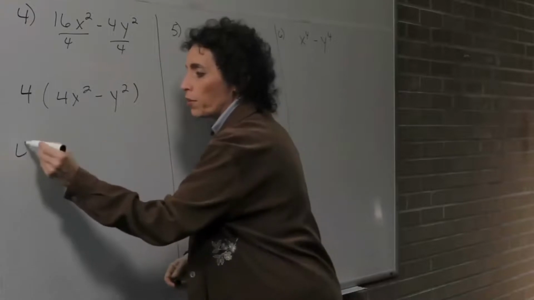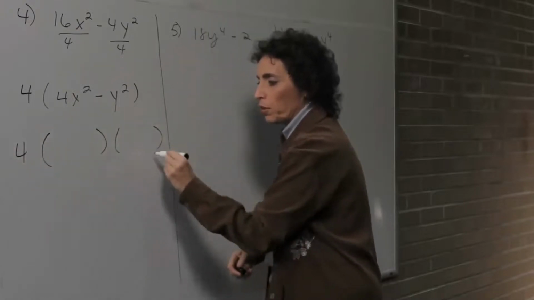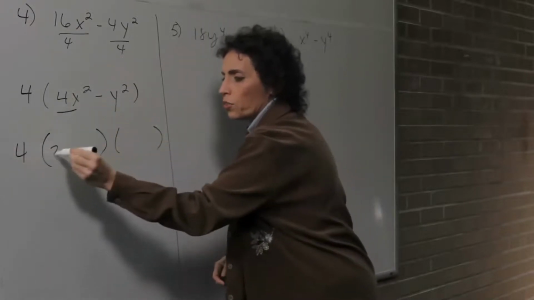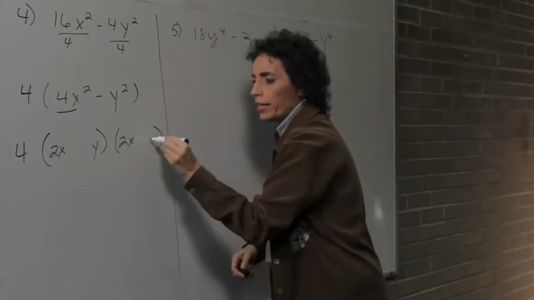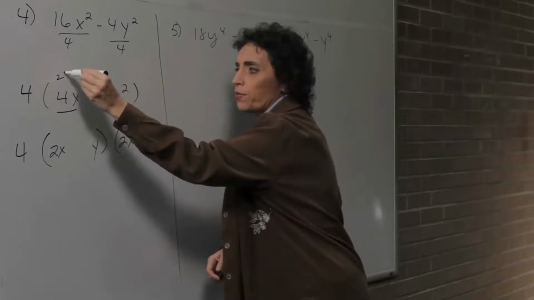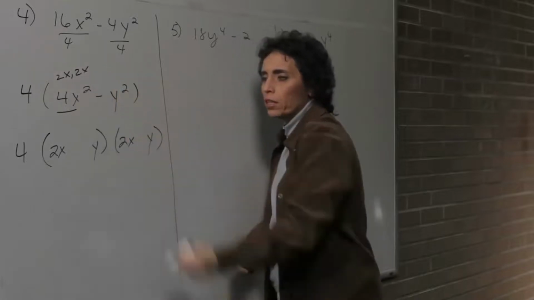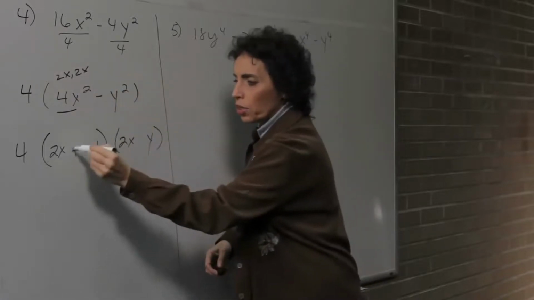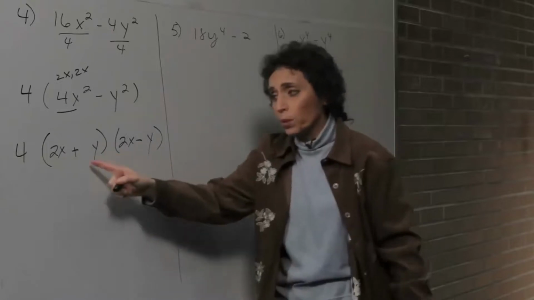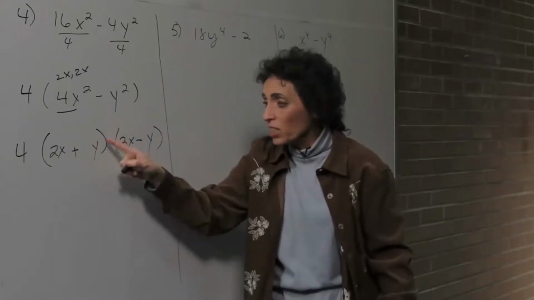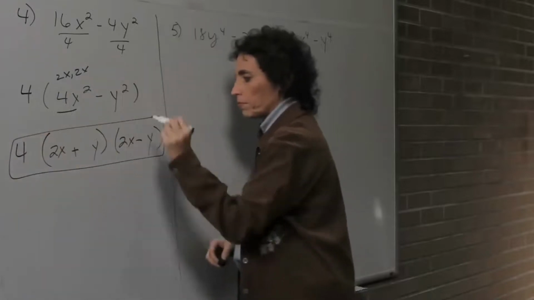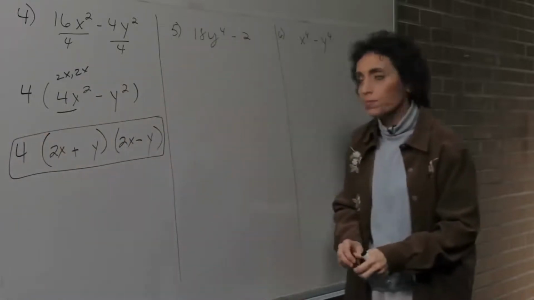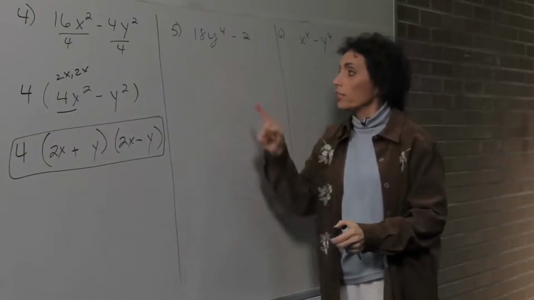So now we bring the 4 down, make 2 sets of parentheses. Square root this, 2x times 2x, square root this, y times y. And if you'd rather, just like we did before, you can do this, if that makes you happy. Okay? And then 1's plus, 1's minus. Now, I go into the parentheses, but I notice that these are all linear. I'm done. So, done deal. Okay, those are my 3 factors. Ready? Let's take a look at this one.